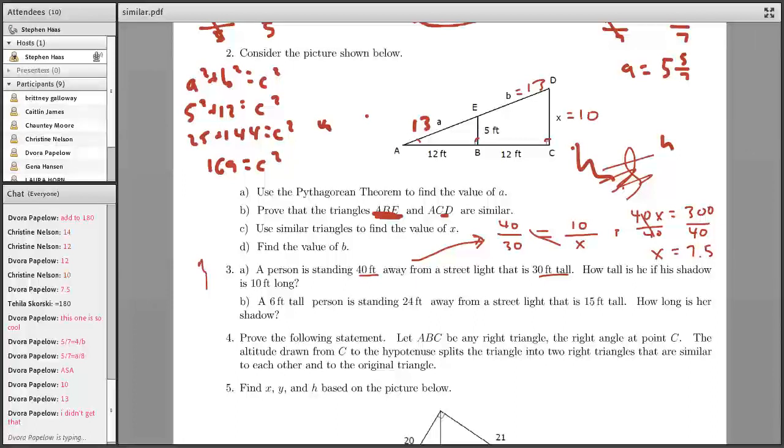So in 3A, it told us the ratio of the streetlights. Again, we're assuming that the ratio of height to distance is the same.